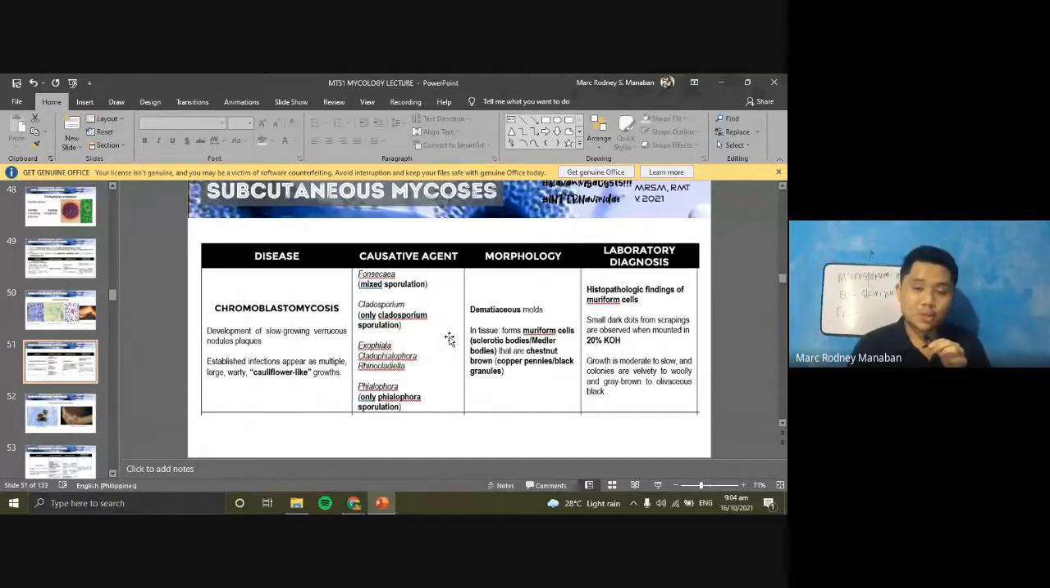Now, these are dematiaceous molds, meaning there's melanin in their walls, so darkly pigmented. In tissue, they form what we call muriform cells or sclerotic bodies. Please change that, dears, it's a typo. It's Medlar, not Medler. M-E-D-L-A-R, not M-E-D-L-E-R. So it's a typo, dears. Medlar bodies. And these are described as chestnut brown in color, copper pennies, martial coins, copper pennies and black granules.